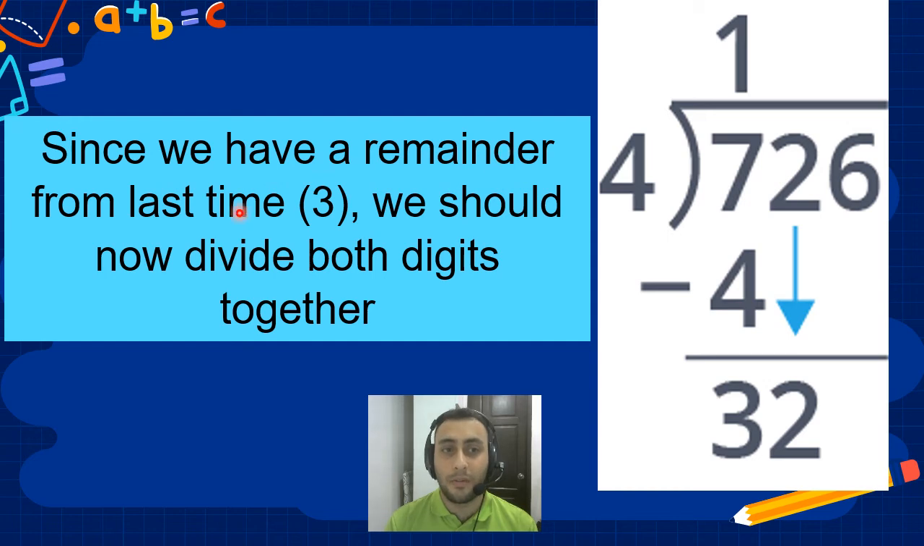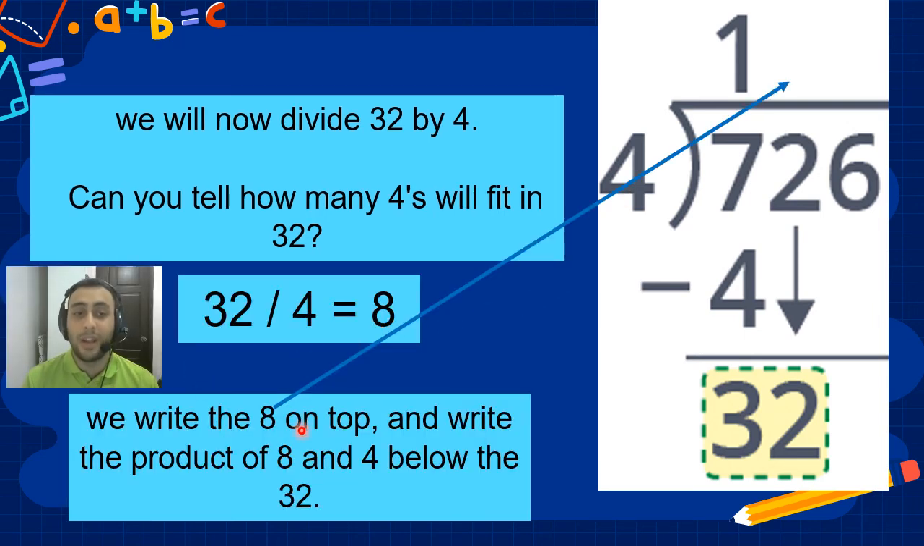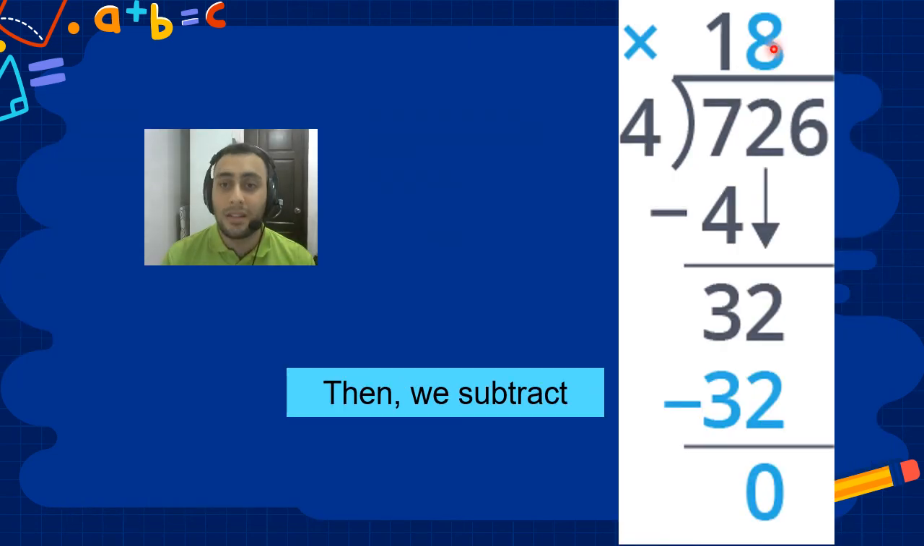Since we have a remainder from last time, 3, we should now divide both digits together. So we don't say how many 4's are in 2. No. We say how many 4's are in 32. So 32 divided by 4. Easy answer. It is 8. We write the 8 on the top and write the product of 8 times 4, which is 32 here. Now we subtract, which is easy. It's 0. Now we go to the next digit, which is 6. We bring it down here.